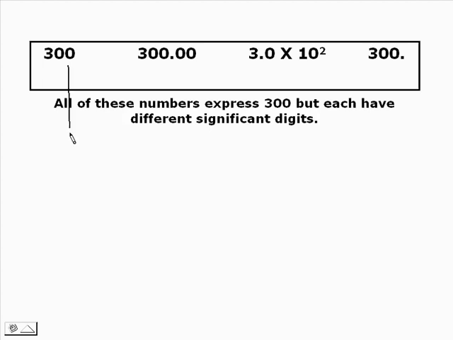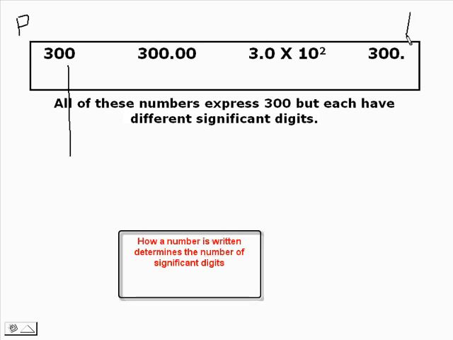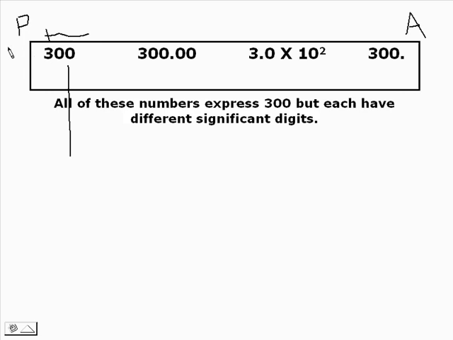But if you take a look at this 300, if I use the Pacific and the Atlantic method, I'm going to approach that number from the Atlantic side until I hit the first non-zero number, and then continue on to count. There are no more numbers to count, so I have 1 significant digit in this value of 300. In this one, it has a period, so I approach it from the Pacific and keep counting. This would have a value of 5 significant digits.